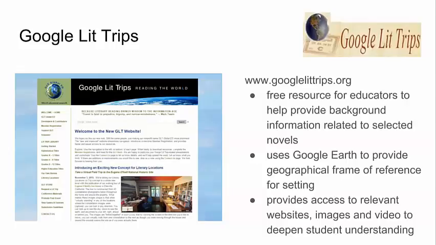If it's a story where people are traveling across places, it will provide that frame of reference from where they started and where they went to. Also, as they click on specific areas within the setting of the story, it brings up access to photos, some relevant images related to that area, as well as links to websites and more background information on relevant content related to the book and to the area of the setting. So this short video will be a brief demonstration of Google Lit Trips.